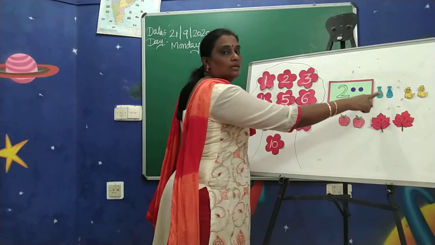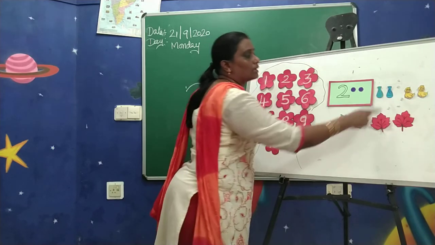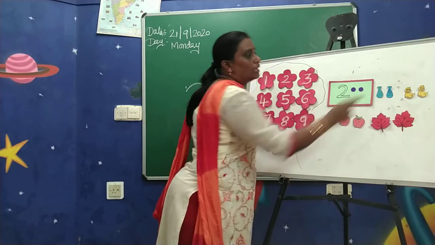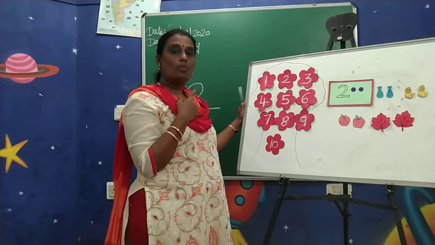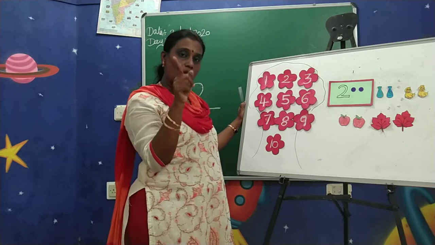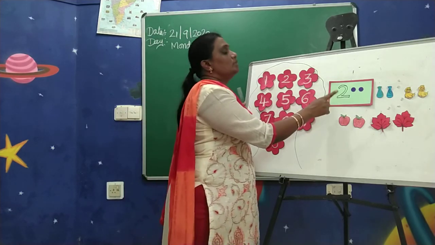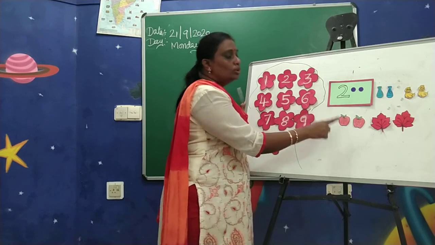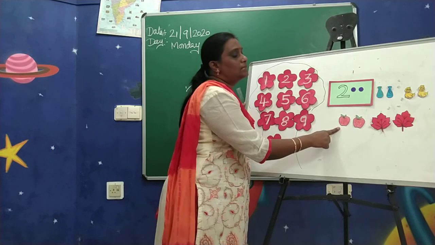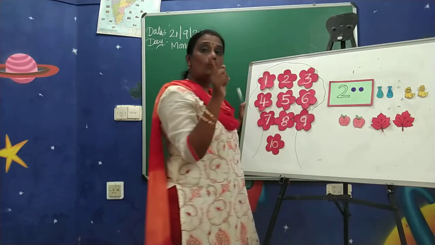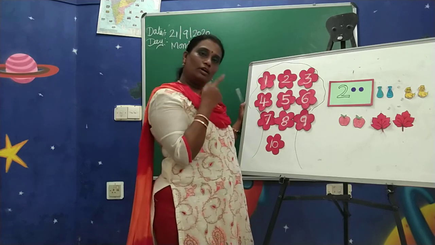Two was two ducks. You are number 2. That means 1 you and 1 me. Two apples, two leaves. You are number 2. That means 1 you and 1 me.